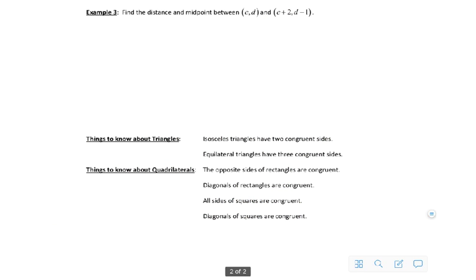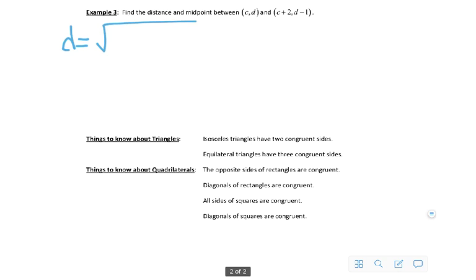Because this is pre-calculus, in order to step up the distance and midpoint formulas, we're going to find the distance and midpoint between ordered pairs that don't necessarily have numbers. So we're going to find the distance between (c, d) and (c plus 2, d minus 1). It works the same way, we're just going to have to do a little algebra.